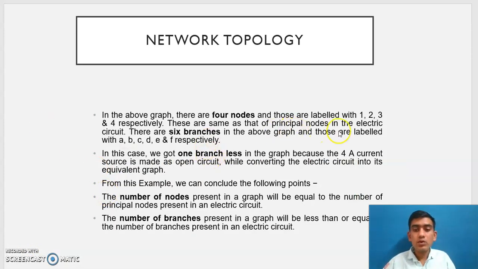In that graph there are 4 nodes. Those are labeled with 1, 2, 3, 4 as we have seen. They are the same as the principal nodes in the electric circuit. There are 6 branches in the above graph and those are labeled with A, B, C, D, E, F respectively. We got one branch less in the graph because the 4 ampere source is made an open circuit while converting the electrical circuit into its equivalent graph. The number of nodes present in the graph will be equal to the number of principal nodes present in the electric circuit. The number of branches present in the graph will be less than or equal to the number of branches present in the electric circuit.